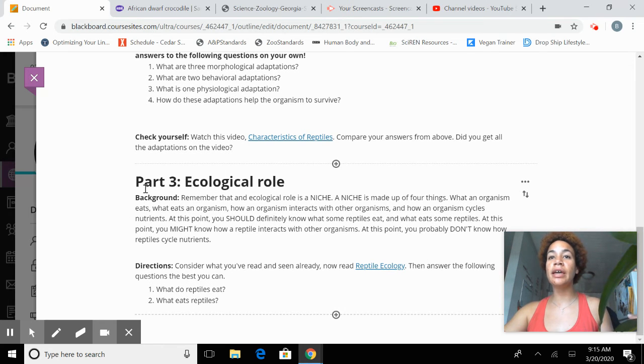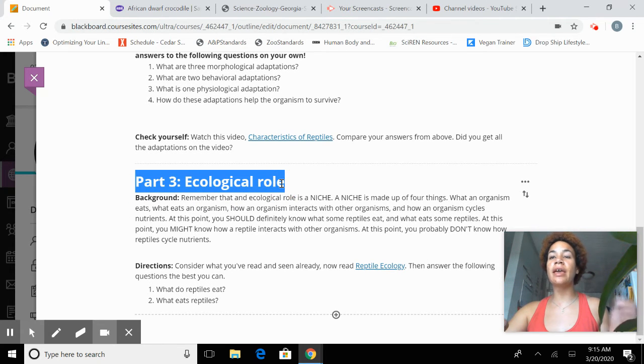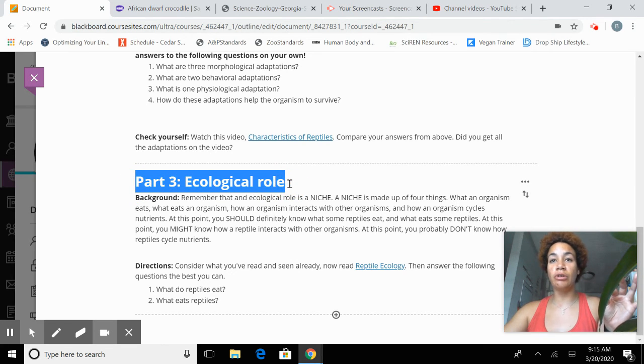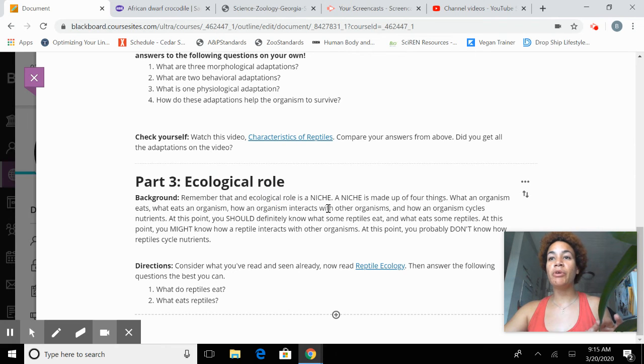Then in part 3, you are trying to understand a part, not the whole, a part of a reptile's ecological role. Okay, so that's what you're doing for part 3. Remember, the ecological role is called a niche. And niche is made up of 4 things. 4 things, people, 4 things. We talked about this multiple times. I know you remember, just got to dig deep.